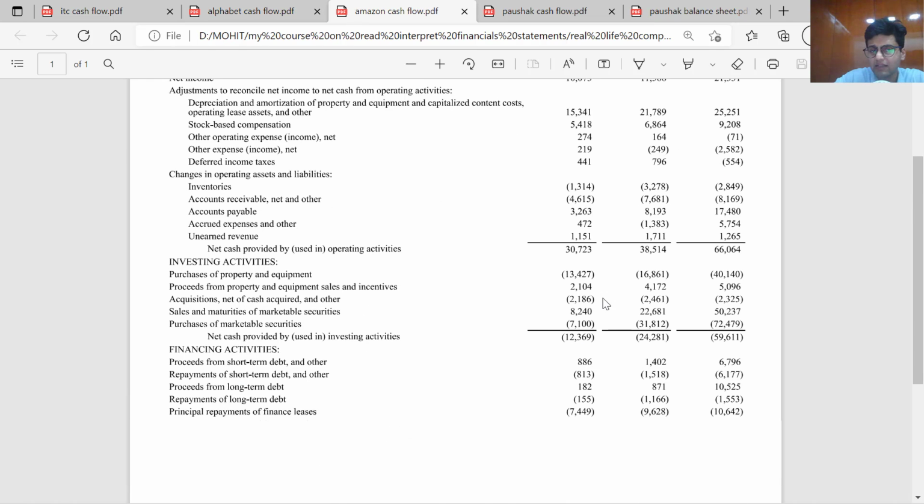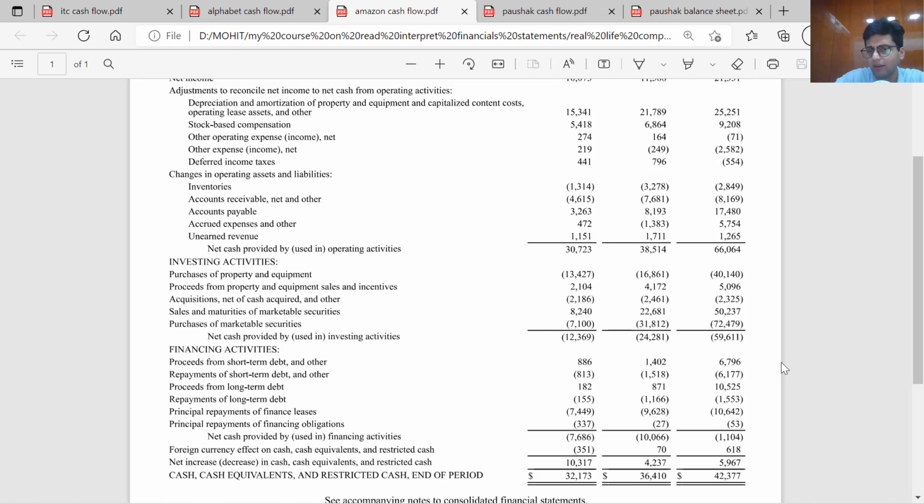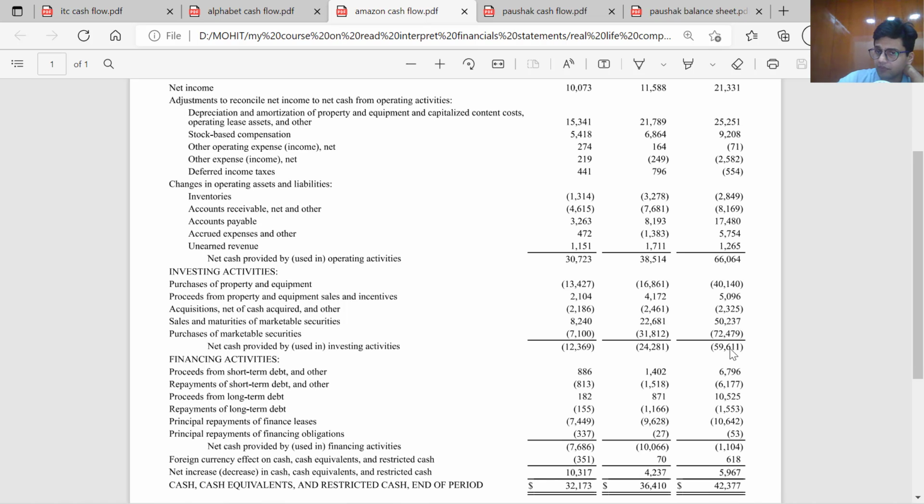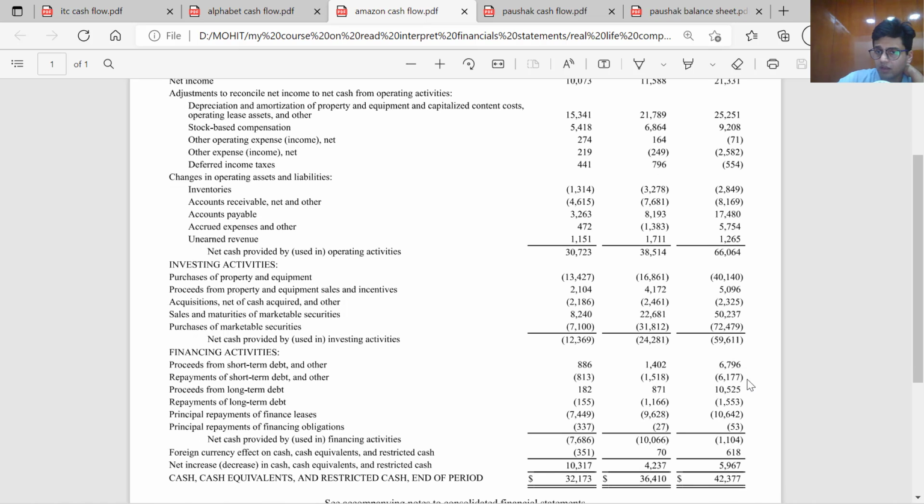So let's see the cash flow from financing activities of Amazon. Now, Amazon had $66 billion of operating cash flows, out of which around $42 billion were used for capital expenditure by purchase of equipments and by making acquisitions of around $2 billion. So $42 billion were used for that, and around $22 billion were used for marketable securities investments, right? As we can see here.